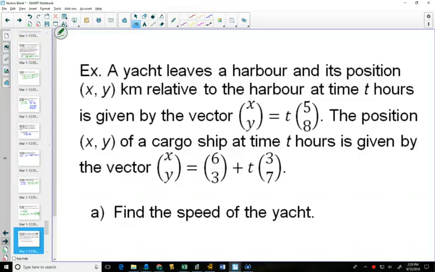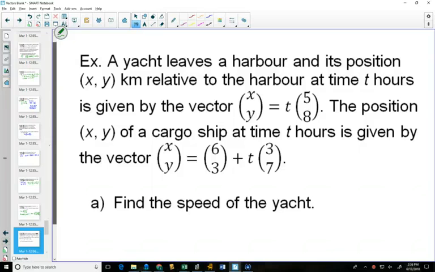A yacht leaves a harbor and its position vector is given by the following equation. So the harbor is located at 0, 0 in this equation because that's its starting point. The cargo ship is not at the harbor, and at that same time its vector equation is as follows. So its position relative to the yacht at the beginning, it's at 6,3 at the same time the yacht is at the harbor. Find the speed of the yacht.